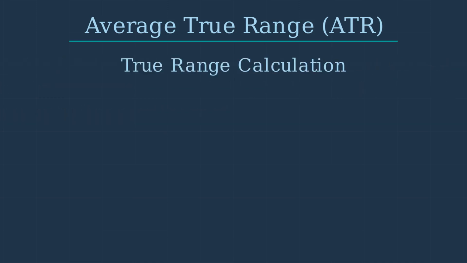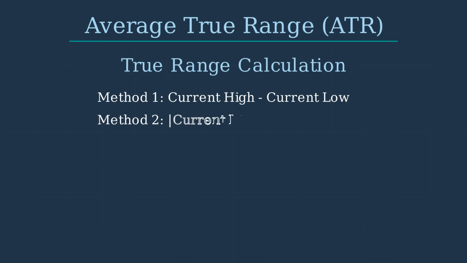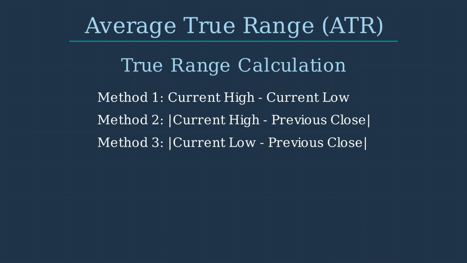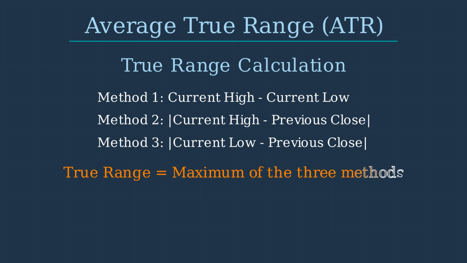Understanding the true range is the first step to calculating the ATR. The true range is defined as the greatest of these three measures. First, the current day's high minus the current day's low. Second, the absolute value of the current high minus the previous close. And third, the absolute value of the current low minus the previous close. The true range is the maximum value of these three calculations, capturing gaps and limit moves that would otherwise be missed.